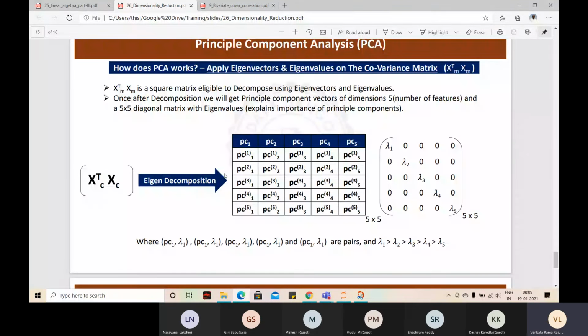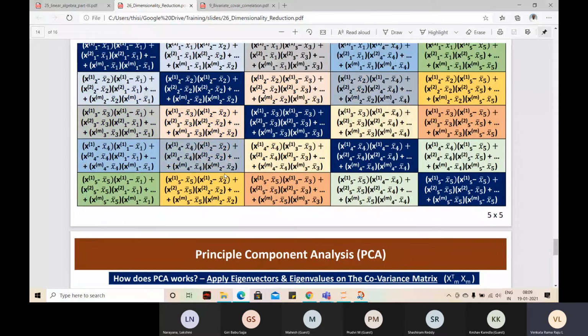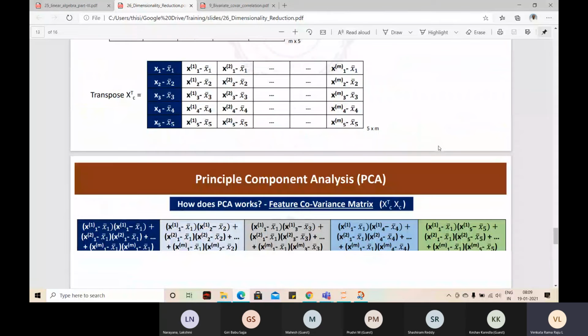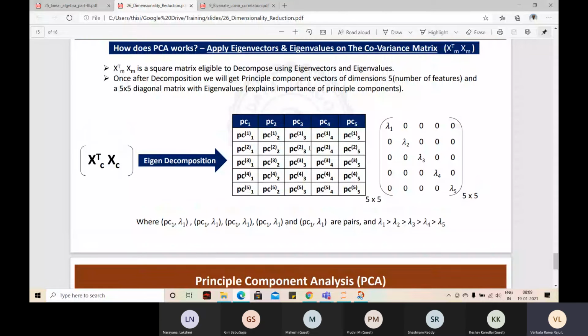Got it? Here I have 5 columns. When I calculated the covariance matrix, it is between columns and columns, so I have got a 5 by 5 matrix. If you have 10,000 column data, it doesn't matter how many rows are there, whether 10,000 rows or 1 million rows, even then you will get a 10,000 by 10,000 matrix.